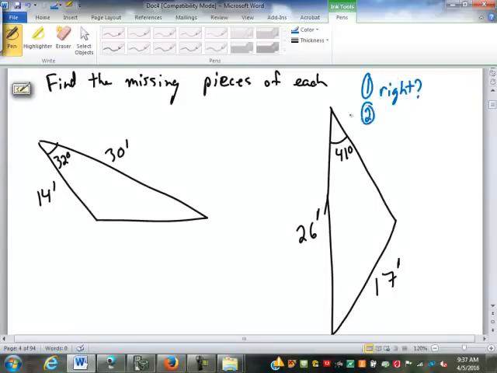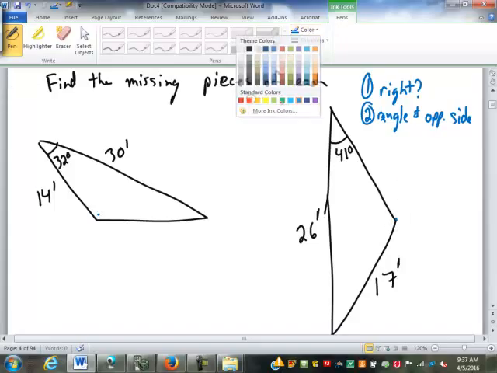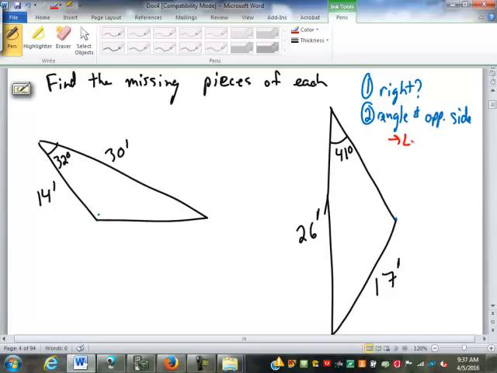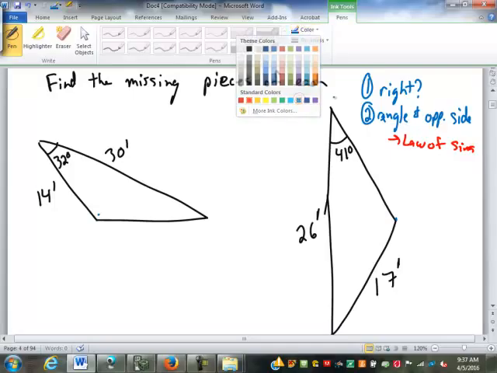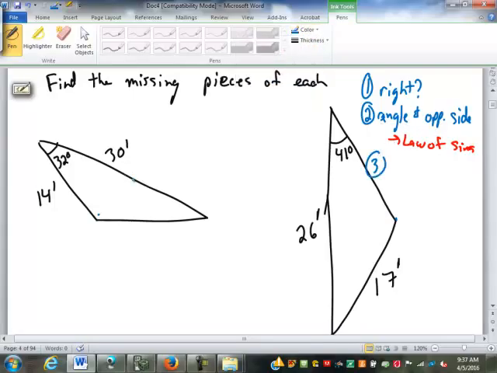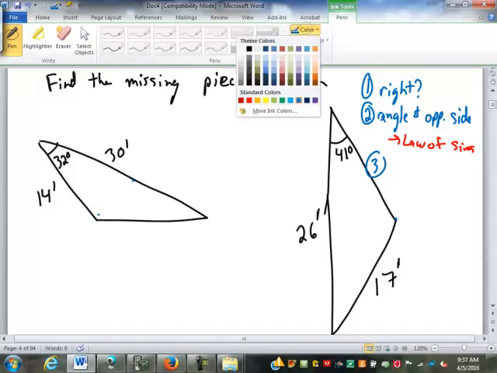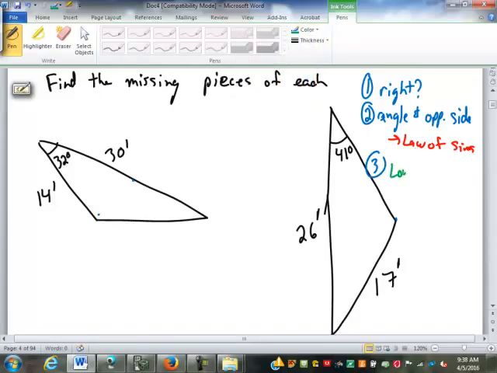What's the second thing we look for? Do we have an angle and opposite side? In this one, do we have an angle and opposite side? No. This one we do. So that would mean for this one we can use what? Law of sines. If we don't have, like over here, the side and the opposite angle, that means we're going to use law of cosines.